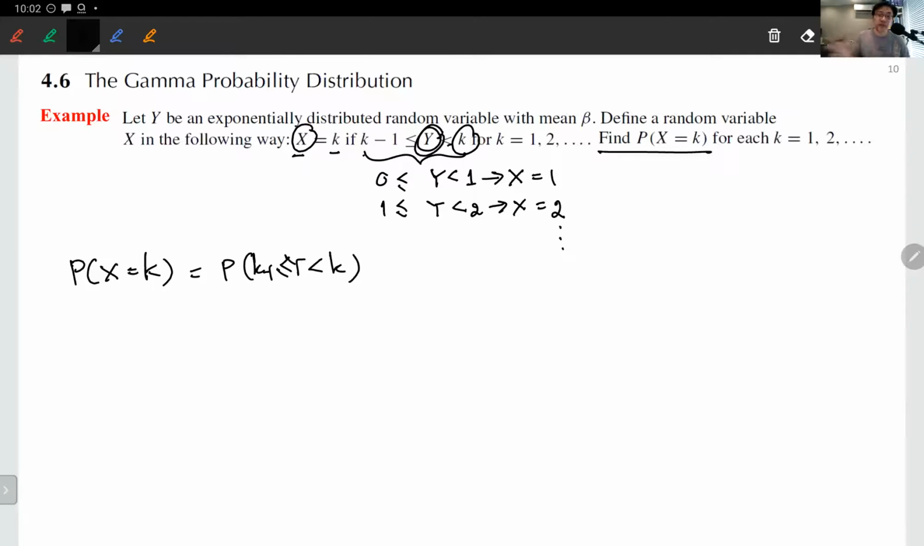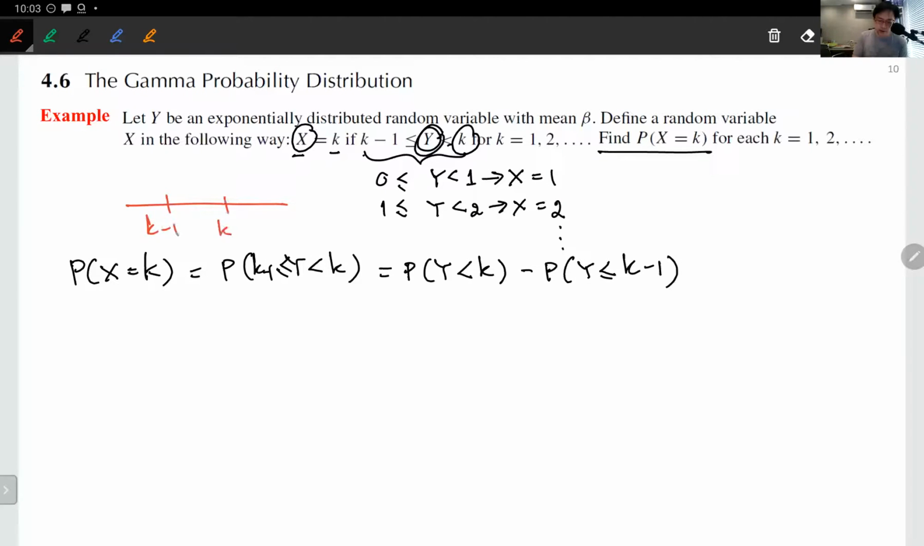Very good. And because we know it's a continuous random variable, it goes all the way. So what you can do is take the probability that y is less than k, and then subtract out the probability that y is less than k minus 1. There you go. If you draw a timeline, this is k minus 1 and k. You want to figure out just the probability that it falls within k minus 1 to k. So you take the probability all the way to k, subtract out the probability all the way to k minus 1, and you get whatever you want between k minus 1 and k.